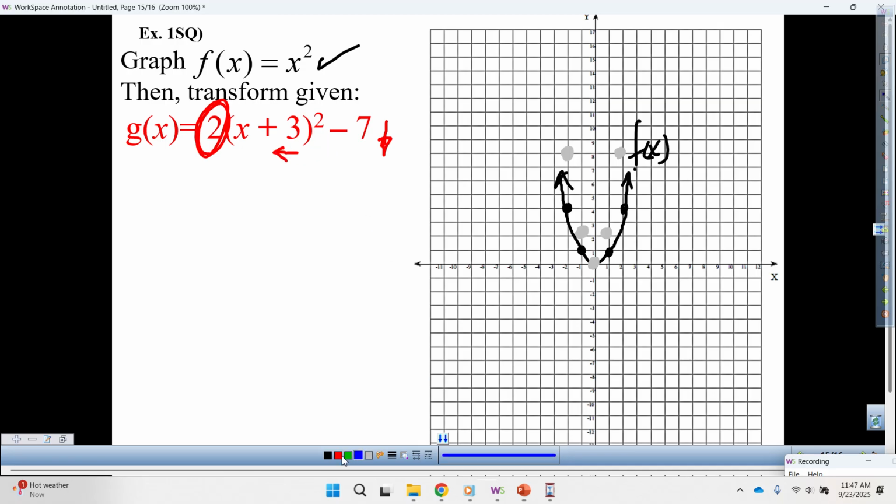So I'm going to start at the top. 3 to the left, 1, 2, 3, 1, 2, 3, 4, 5, 6, 7. This one, 1, 2, 3, 1, 2, 3, 4, 5, 6, 7. This one, 1, 2, 3, 1, 2, 3, 4, 5, 6, 7. There's the other one next to it, and one down here. And we label that g of x.